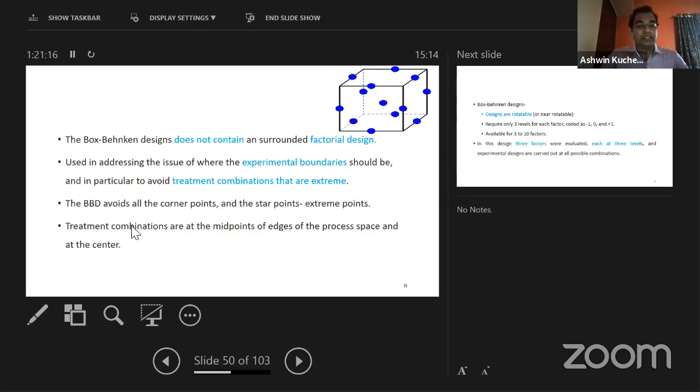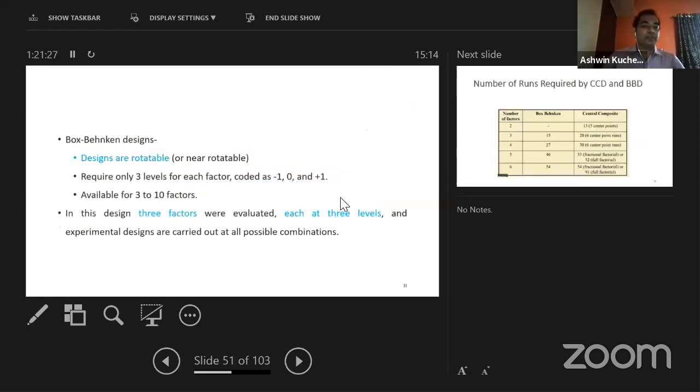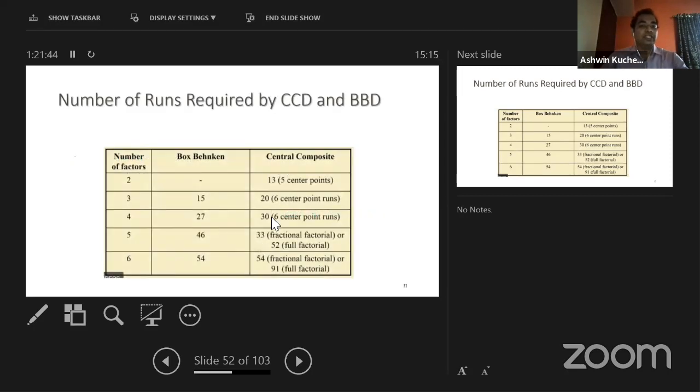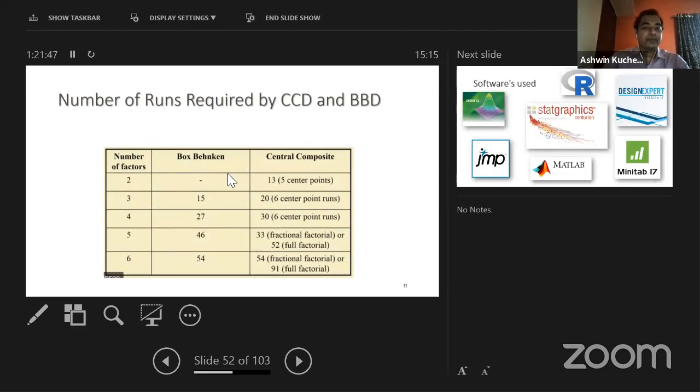The treatment combinations are at the midpoint of the edge of the process space and at the center, but they are not at the star points or axial points, which are the extreme points. So Box-Behnken designs are rotatable, require 3 levels, coded with -1, 0, +1, and are available from 3 to 10 factors. In this design, 3 factors were evaluated at 3 levels, and the experimental design was carried out for different possible combinations. So this is a tabular form which tells us how many runs the Box-Behnken design and central composite design will give when we use a given number of factors.